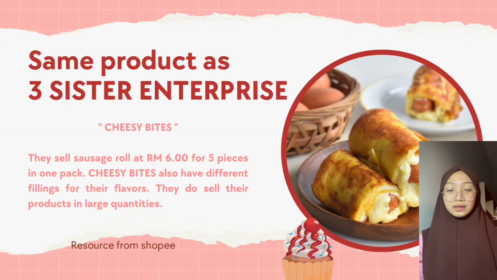Next is the same product that has been sold by another shop, which is the same as Three Sister Enterprise. The name of the shop is Cheesy Buns. They sell sausage cheese roll at RM6 for 5 pieces in one pack. Cheesy Buns also has different fillings for their flavor. They do sell their products in large quantity.